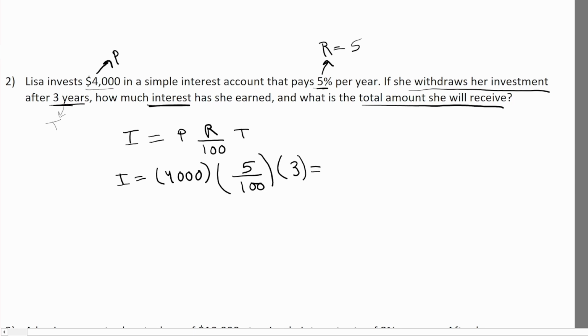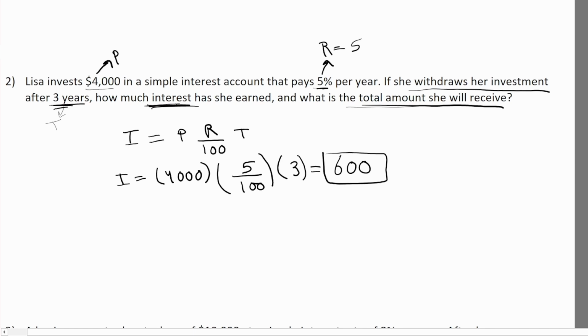You can just go ahead and plug those numbers on your calculator. We get 600. So this is the interest received over the investment period, which is 3 years. Okay, so this is it for the first part of the question. We found the interest. Now, what is the total amount she would receive?